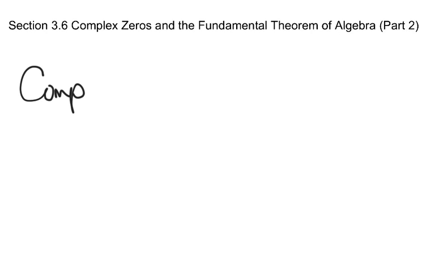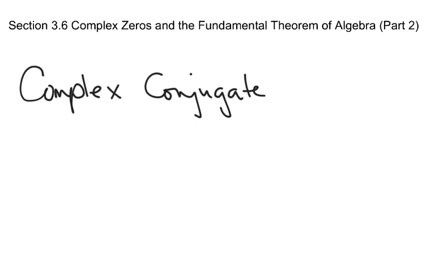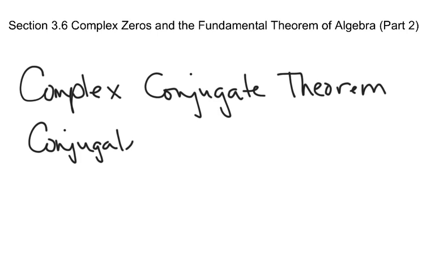We have another theorem. The book calls it something a little bit different than what I'm calling it. I've seen it called this in other textbooks. It's called the complex conjugate theorem. I believe our book calls it the conjugate zeros theorem.